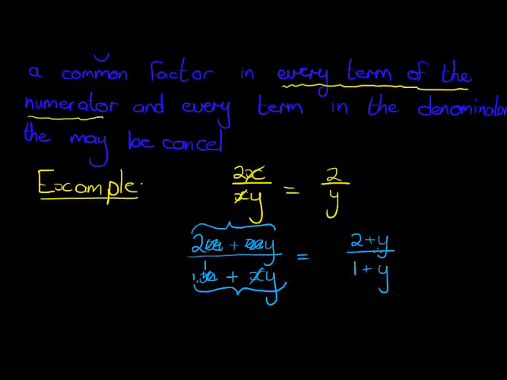And now this is where the mistake comes in that most students want to make: they want to cancel those as well and say this answer is just 2. It's not. Why not? Because I can only cancel if it is a common factor in every term. There's not a y in this term and in that term. Please take note of this.